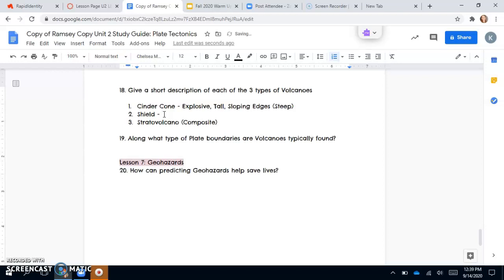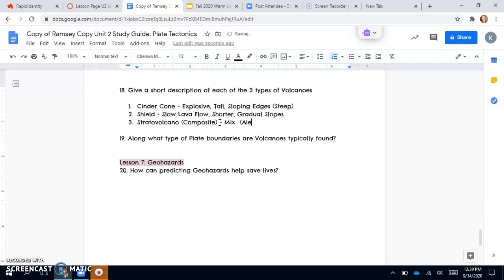Shield volcanoes have a slow lava flow. They tend to be shorter, and they tend to have gradual slopes. So the magma erupts and the lava flows out very gently, and over time it hardens into these large, wide, gentle sloping sides. And then our stratovolcanoes, also known as composite volcanoes, are a mix of the two. So a mix of the two.